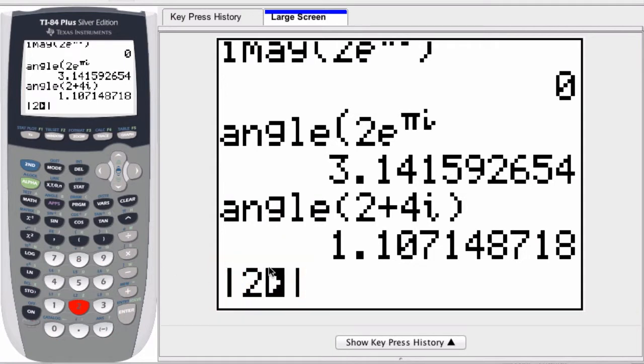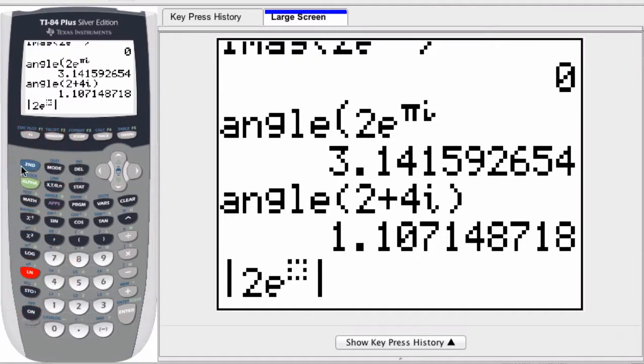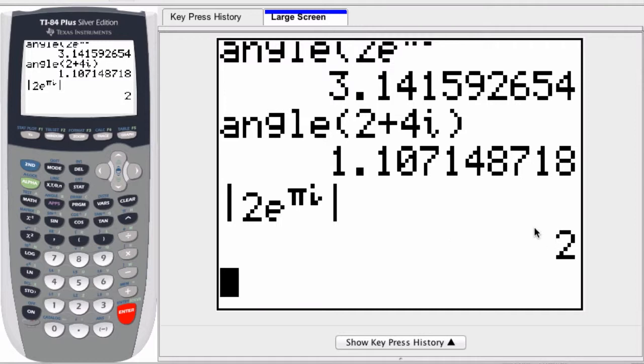So let's see how this works. If I enter in 2 times e to the, I don't know, pi times i power, I should get 2, which I do, right? That's the magnitude, that's the form of a polar complex number. The first number you enter is the magnitude.